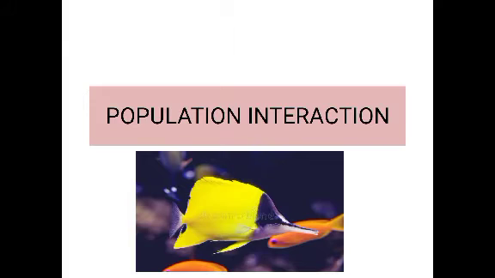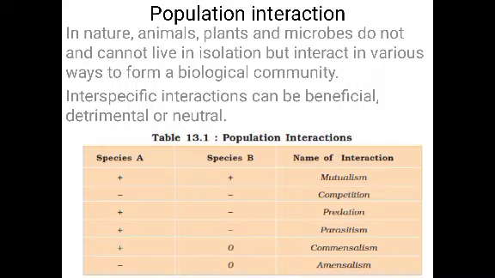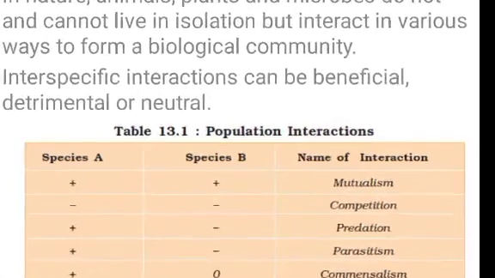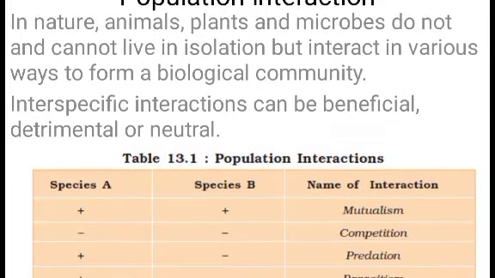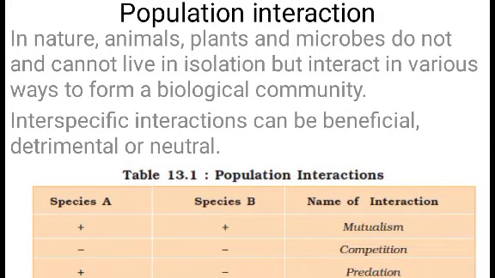Even the plants depend on various insects for pollination. If pollination is not taking place, the seeds will not be produced. If seeds are not produced, the next generation cannot be produced, isn't it? So all organisms depend on each other. Okay, so we can say in nature, animals, plants, and microbes do not and cannot live in isolation, and they interact in various ways to form a biological community.